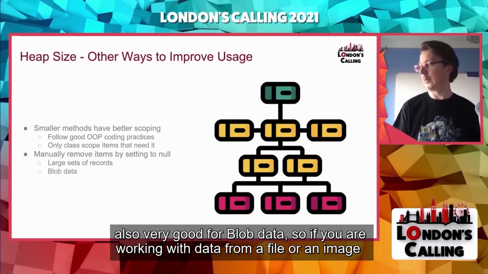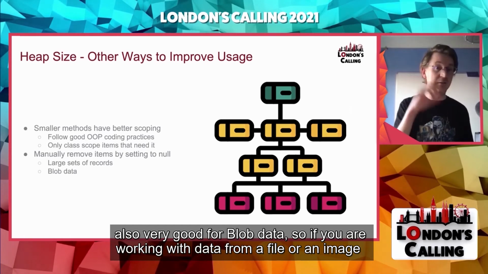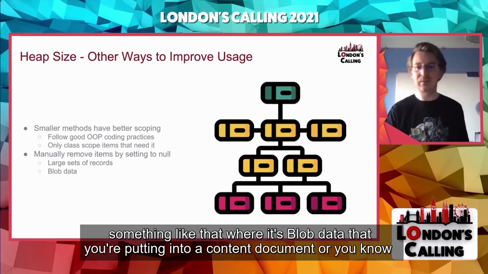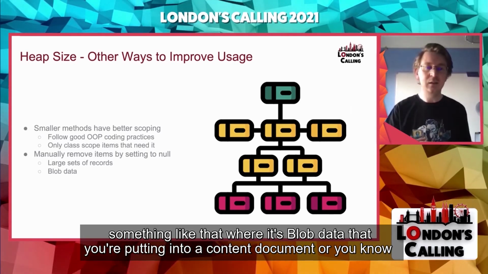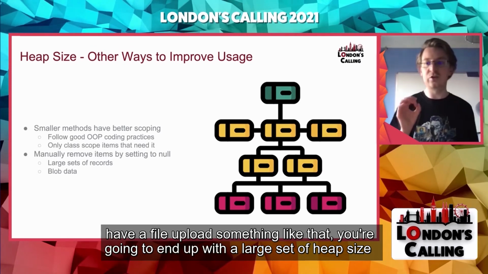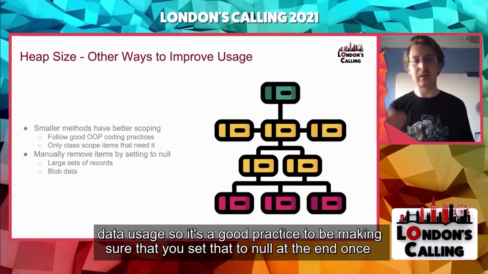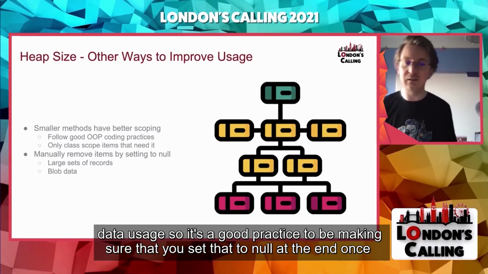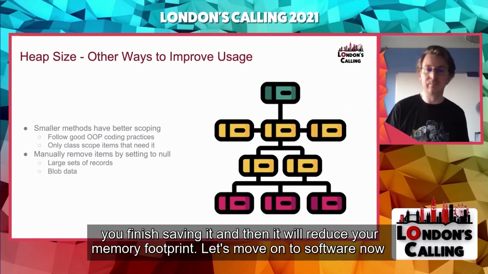Also very good for blob data. If you are working with data from a file or an image, something like that, where it's blob data that you're putting into a content document or has a file upload, you're going to end up with a large set of heap size data usage. So it's a good practice to set that to null at the end once you finish saving it, and then it will reduce your memory footprint. Okay.